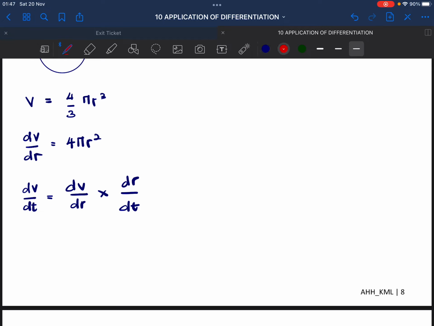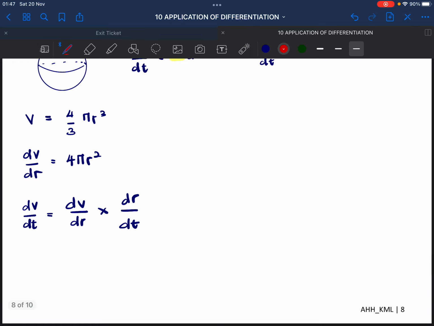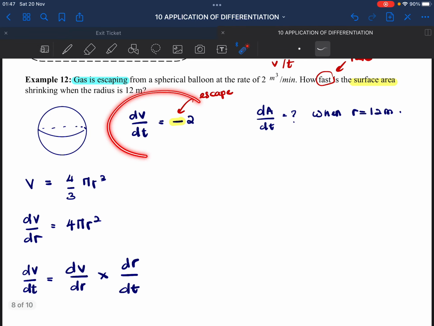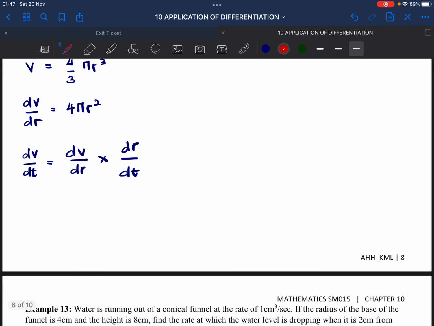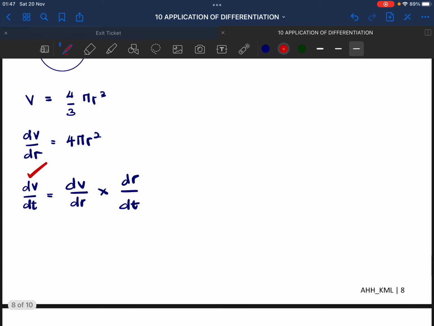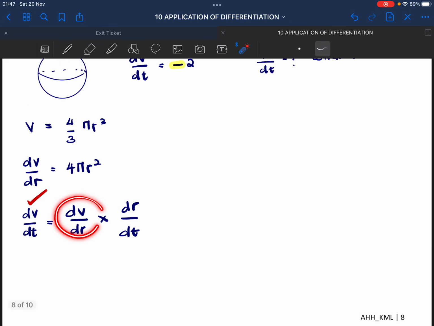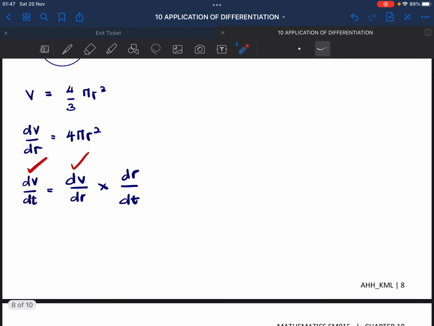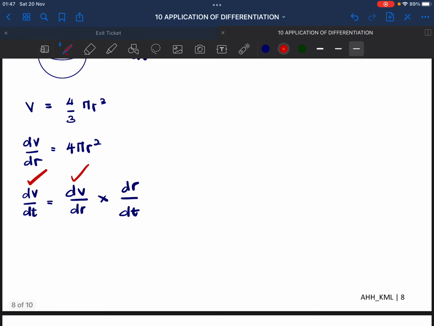As we look at this chain rule, you can see that we already have dv over dt from the question. We also have dv over dr from the formula. So we want to find dr over dt. Did we want to find dr over dt? No, the question asked for dA over dt. But okay, just find your dr over dt first.